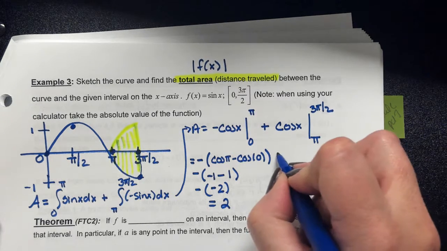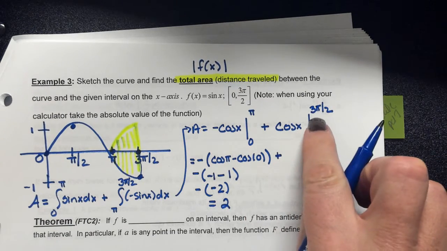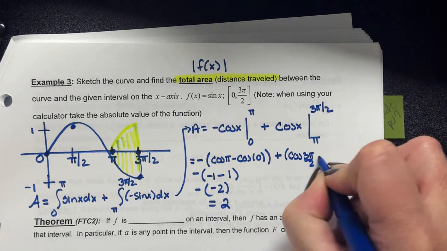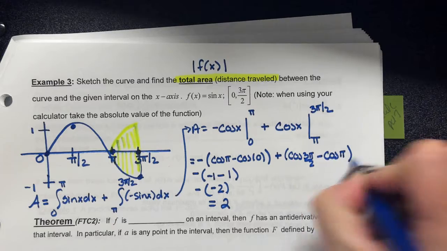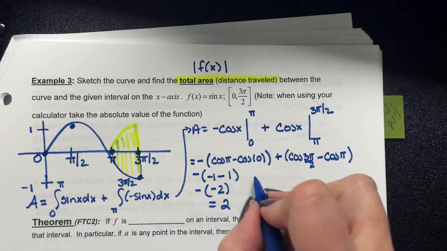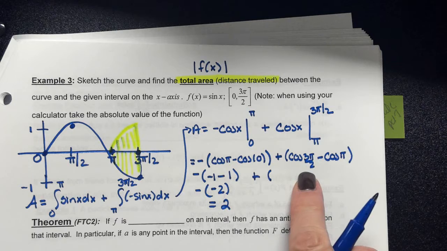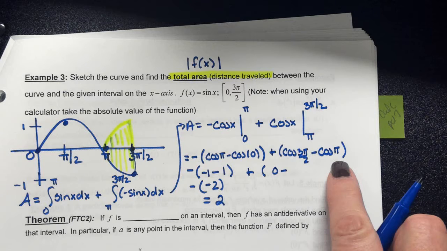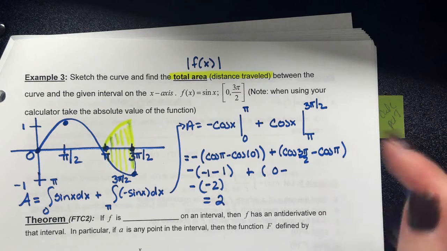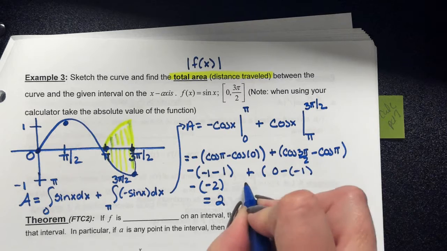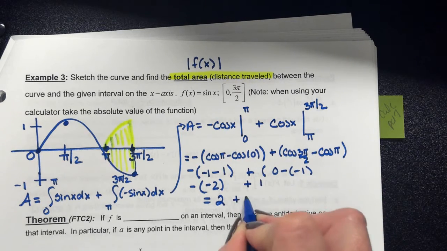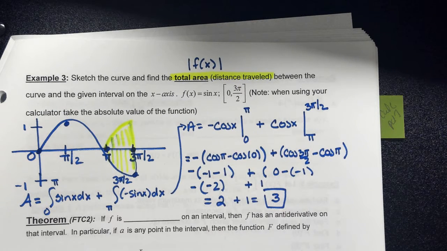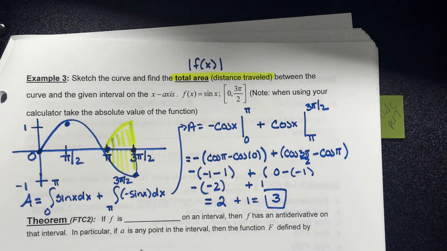Plus. Now I have to plug in 3 pi over 2 into cosine. So I have the cosine of 3 pi over 2 minus the cosine of pi. What's the cosine of 3 pi over 2? 0. Minus cosine of pi is negative 1. So 0 minus a negative 1 is going to give me a plus 1. So what's 2 plus 1? 3.